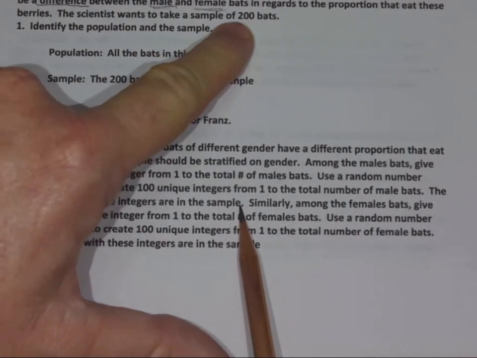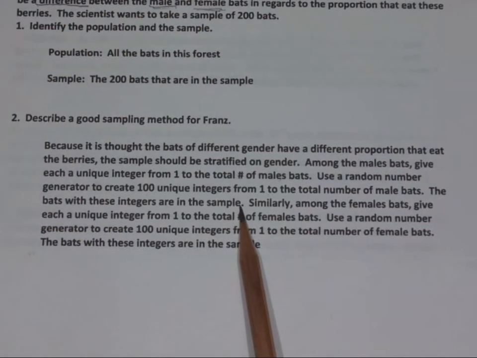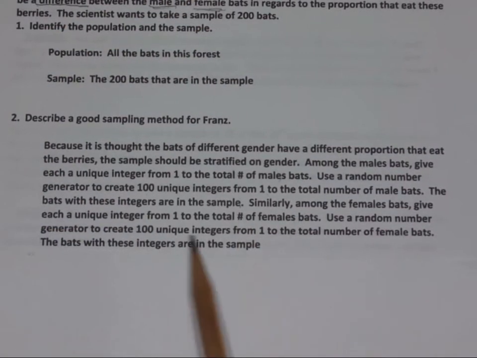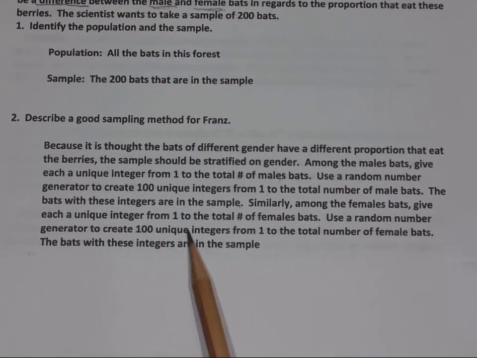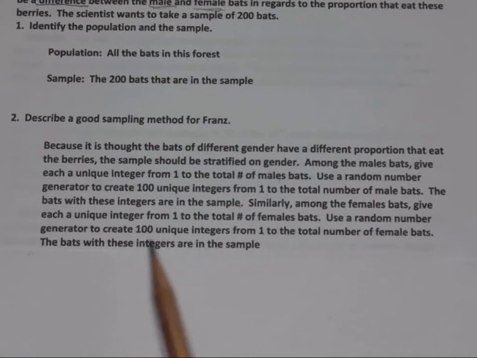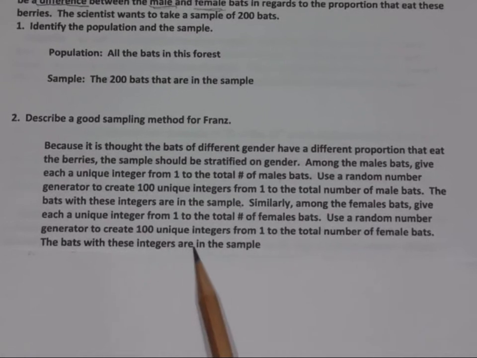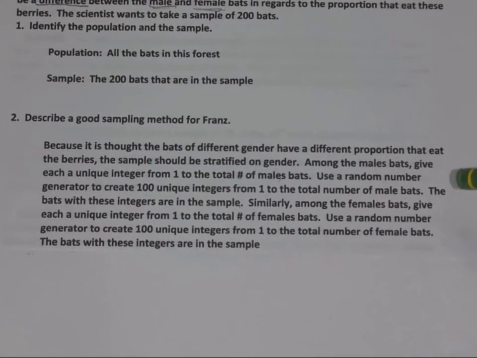Notice, it said it wants 200 bats, so we need 100 males, 100 females. Similarly, among the female bats, give each a unique integer from 1 to the total number of female bats. Use a random generator to create 100 unique integers from 1 to the total number of female bats. The bats with these integers are in the sample. So that is how you would describe a stratified random sample right there. Why do we stratify? Because there's a difference there.